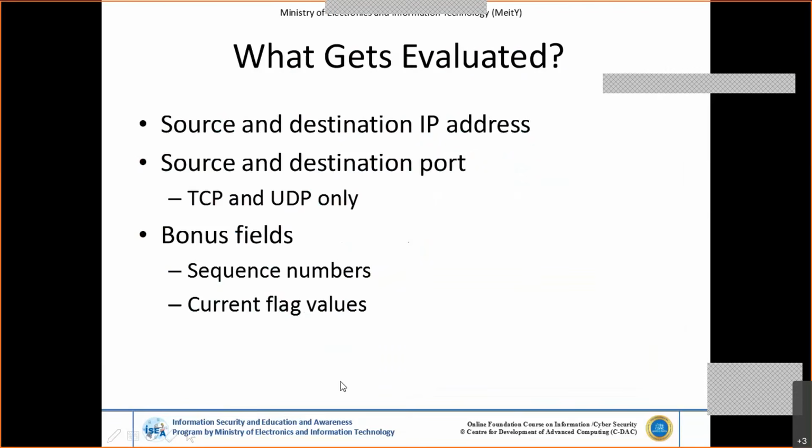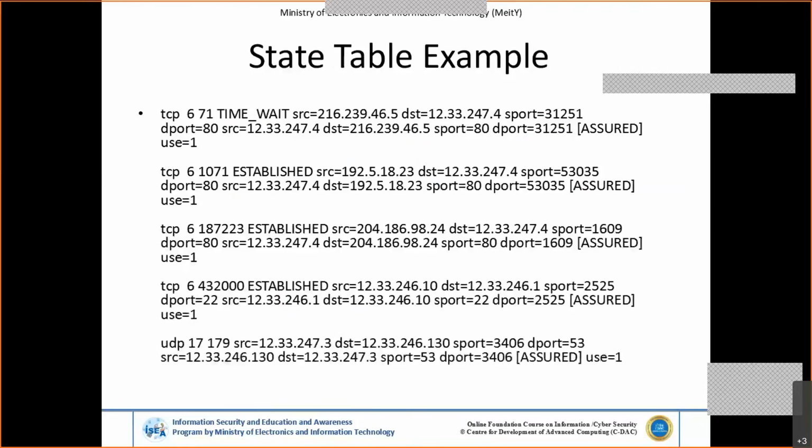So this is how the firewall can be used to evaluate certain kinds of source and destination IPs, as well as the ports. We can also check the header values or parameters like the sequence number and the current flag value. Based on that, the stateful decision can also be taken by the firewall. So this is how certain rules of the firewalls work.